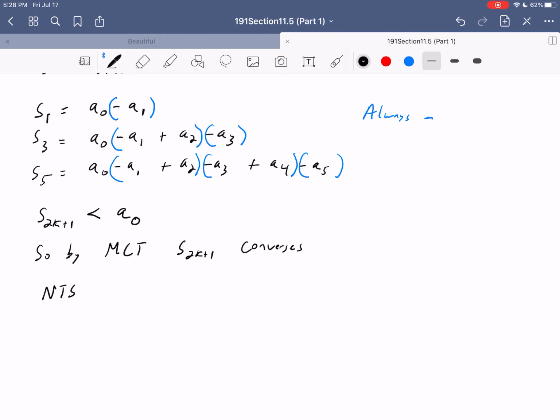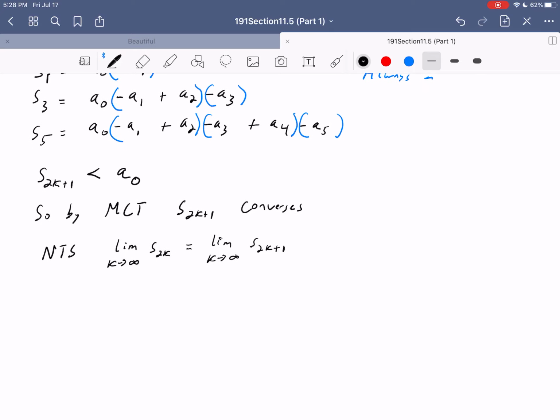Now we need to show that the limit as k goes to infinity of S sub 2k equals the limit as k goes to infinity of S sub 2k plus 1. That's what we need to show. If we can show that, then we know that the odd partial sums and the even partial sums are going the same place, and that guarantees that our partial sums are headed somewhere, and that means that our series converges. Because remember, the series converging is the same as the partial sums converging. So how are we going to show that?